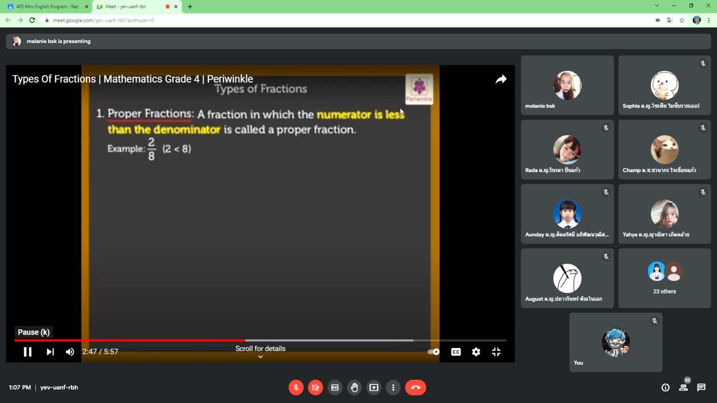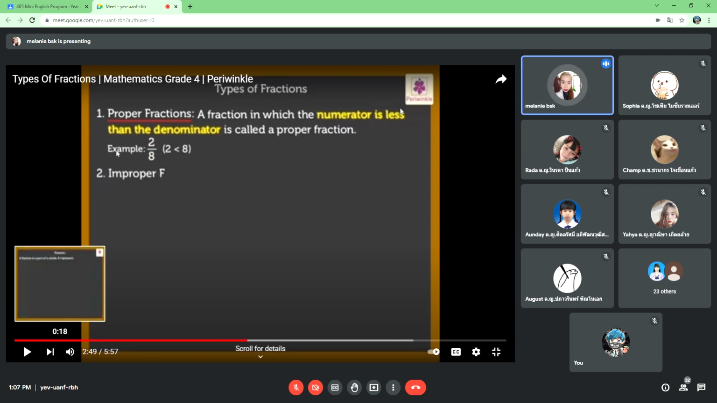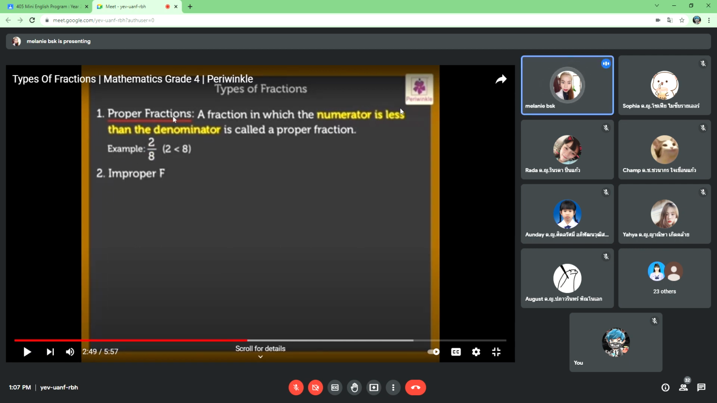So there are types of fraction. Number one is the proper fraction, children. A proper fraction is one in which the numerator is less than the denominator. The numerator is this one, less than the denominator. For example, 2/8, 1/2. So the numerator is less than the denominator. Do you understand, children? Yes or no?